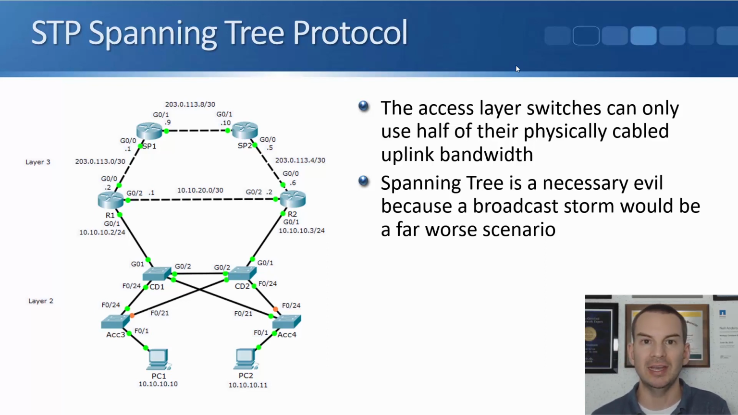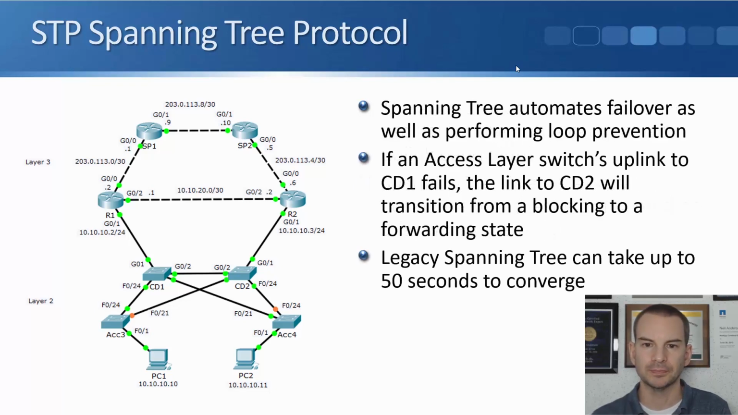So spanning tree actually shuts down physically cabled interfaces. It reduces the amount of bandwidth that you have available. So it's an evil, but it's a necessary evil, because if we got a broadcast storm, the network wouldn't work at all. So that would obviously be a far worse scenario.